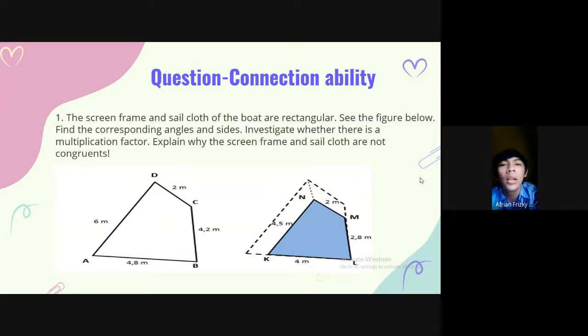So the question about connection ability is the question that connects to the student's real world. So student must connect the problem in the real world into a mathematical model and so on. Okay, next.